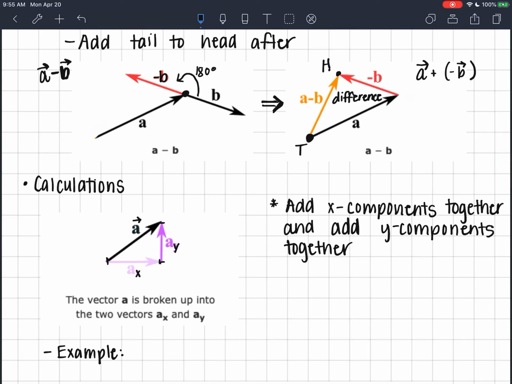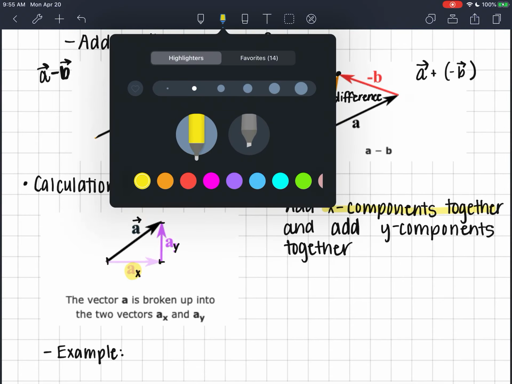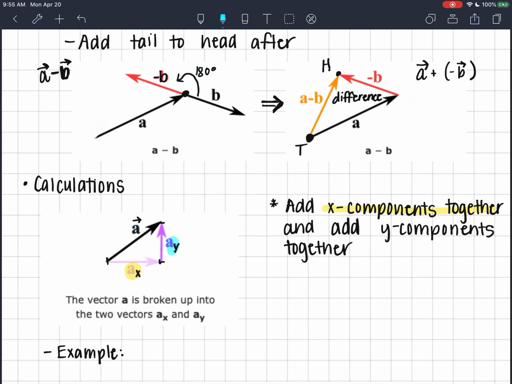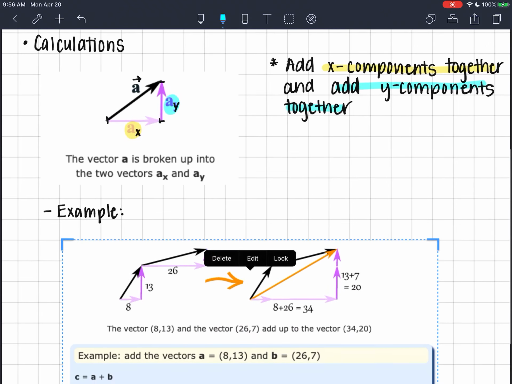Now, when we're adding vectors together, we're taking our x components and adding them up, and we're taking our y components and adding those together. But we're not taking x's and adding them to y's. We're just taking x's and adding them to x's and y's and adding them to y's. So let me show you a picture.